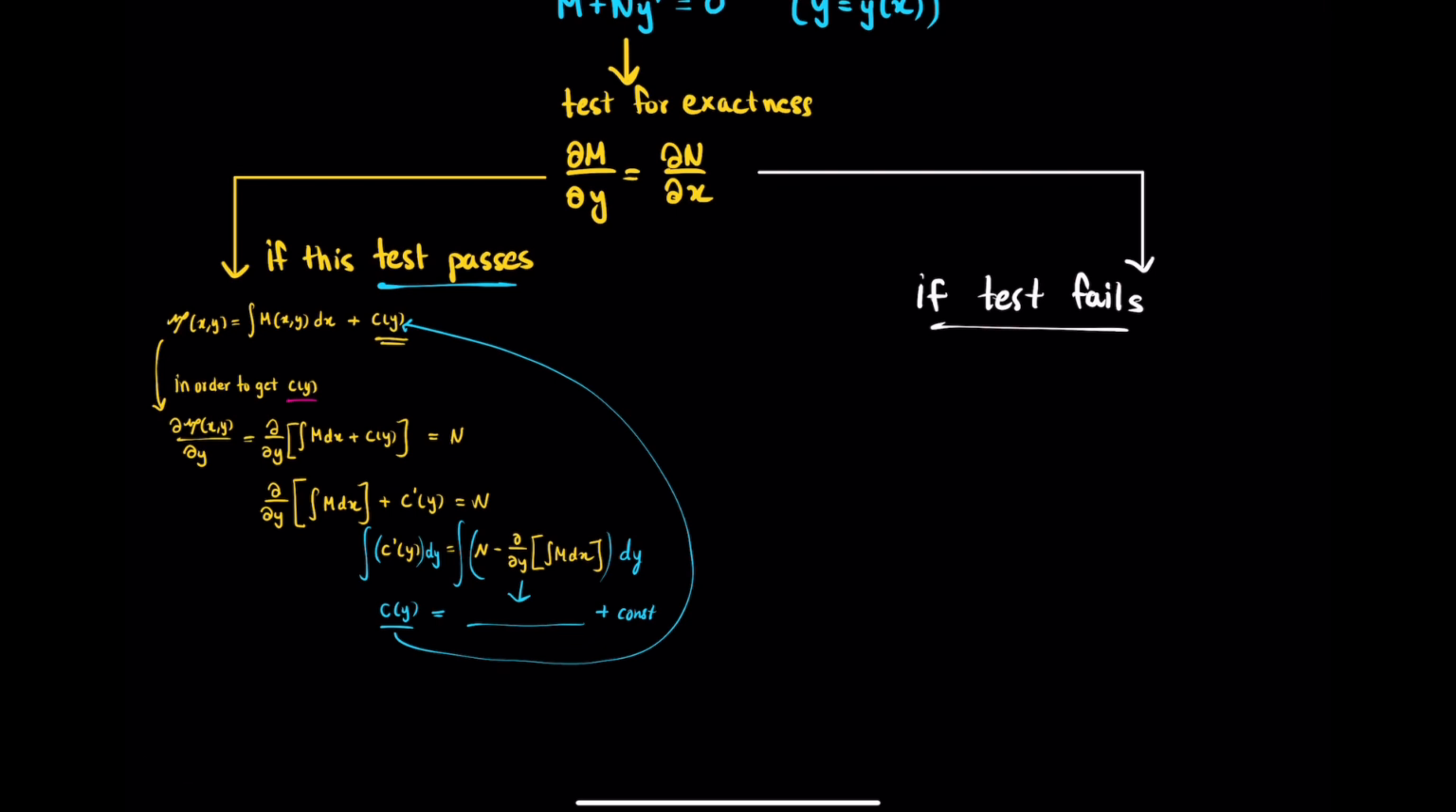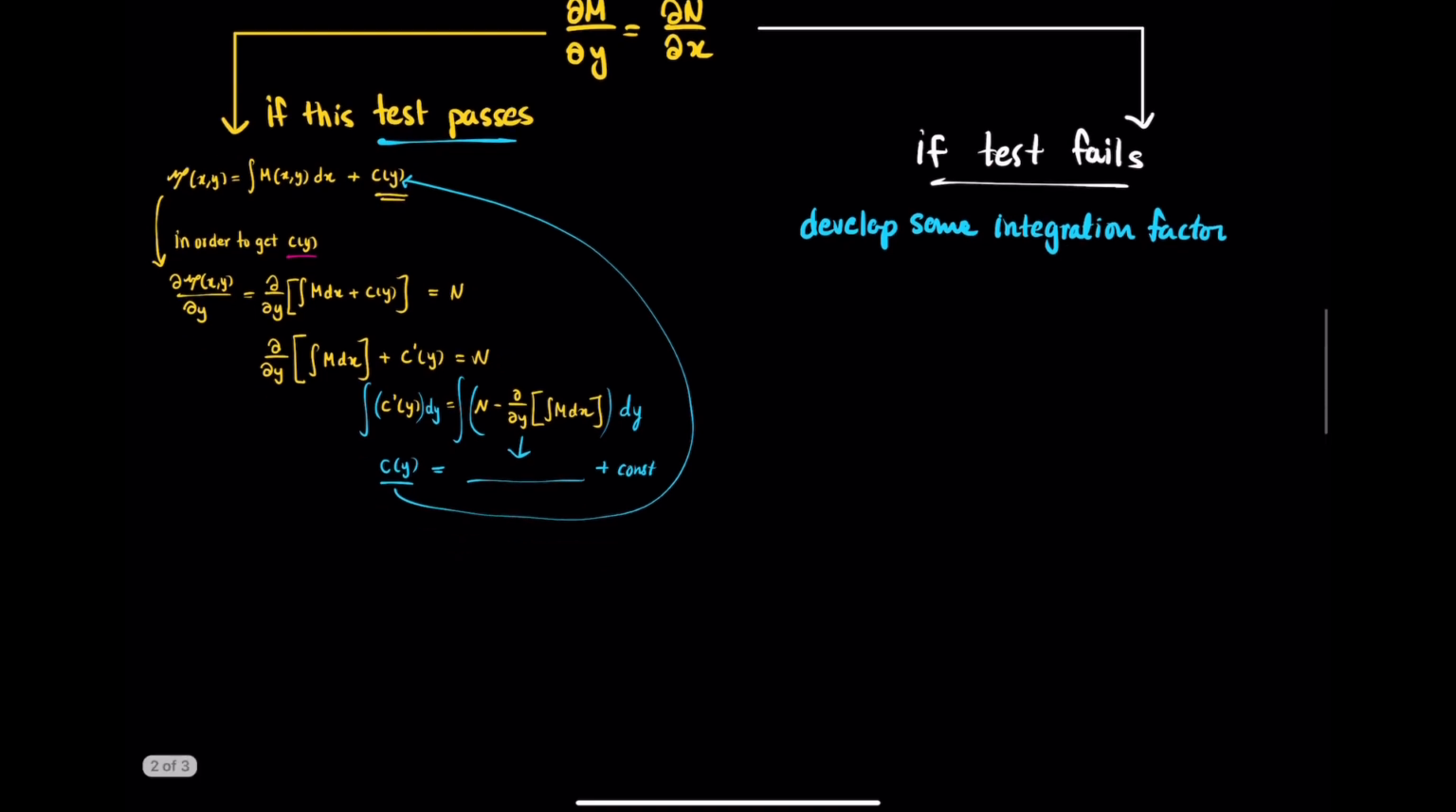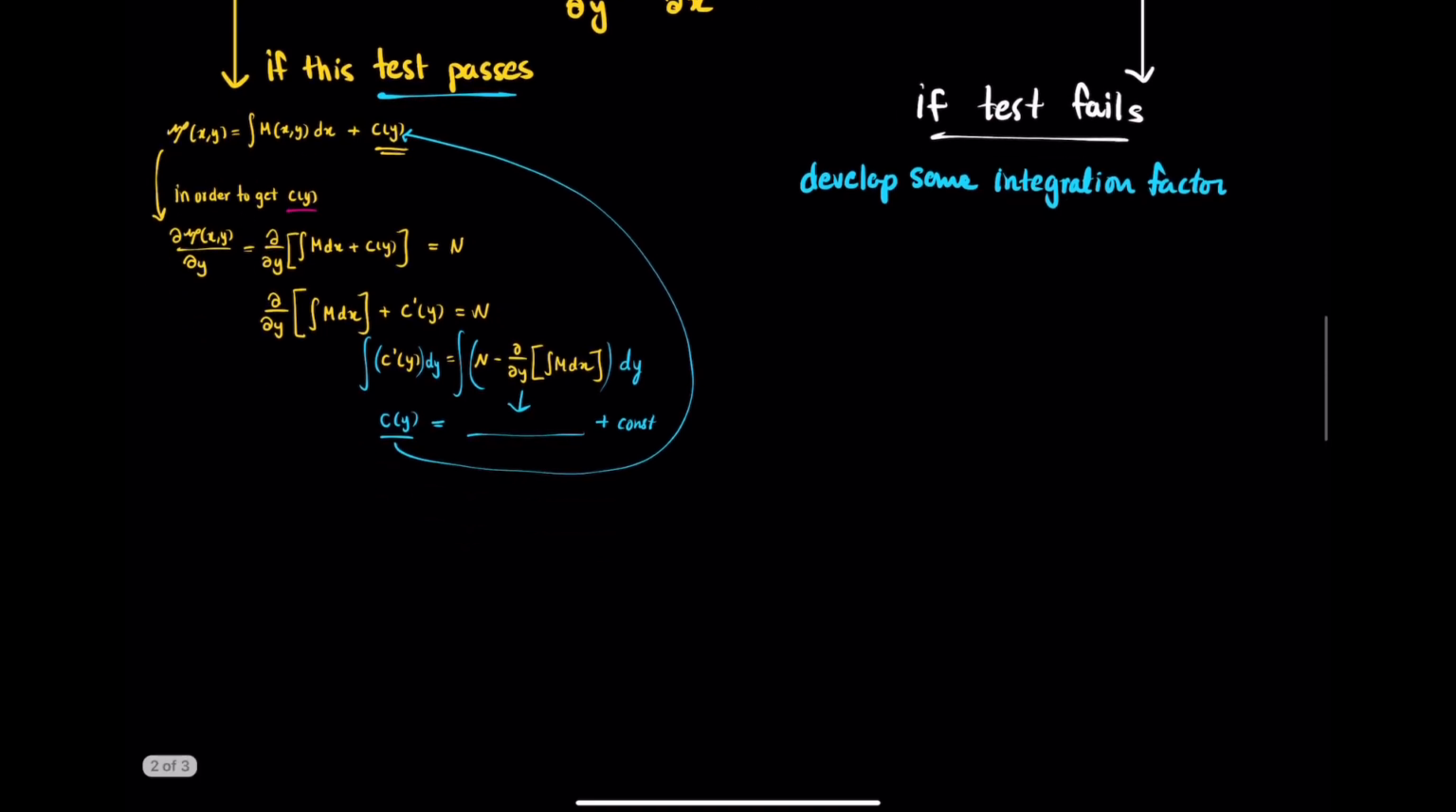Anyways, okay, so if the test fails, then what you have to do is develop some integrating factor. Okay, you have to develop some integrating factor. And this integrating factor can be one of two things. It can be completely in terms of x, or it can be completely in terms of y. So this is how you develop some integrating factor.